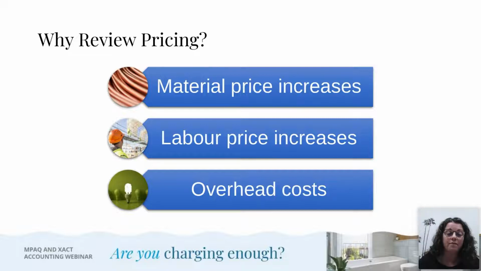Inflation is running at 5.1%. We've all heard about that recently. Minimum wage has just been increased by that 5.1% as well. Interest rates are rising, and fuel prices, of course, are going up as well. So all of these things are impacting significantly on our business costs and operational aspects of the business. As a result, we do need to be referring to our pricing and reviewing it on a regular basis.